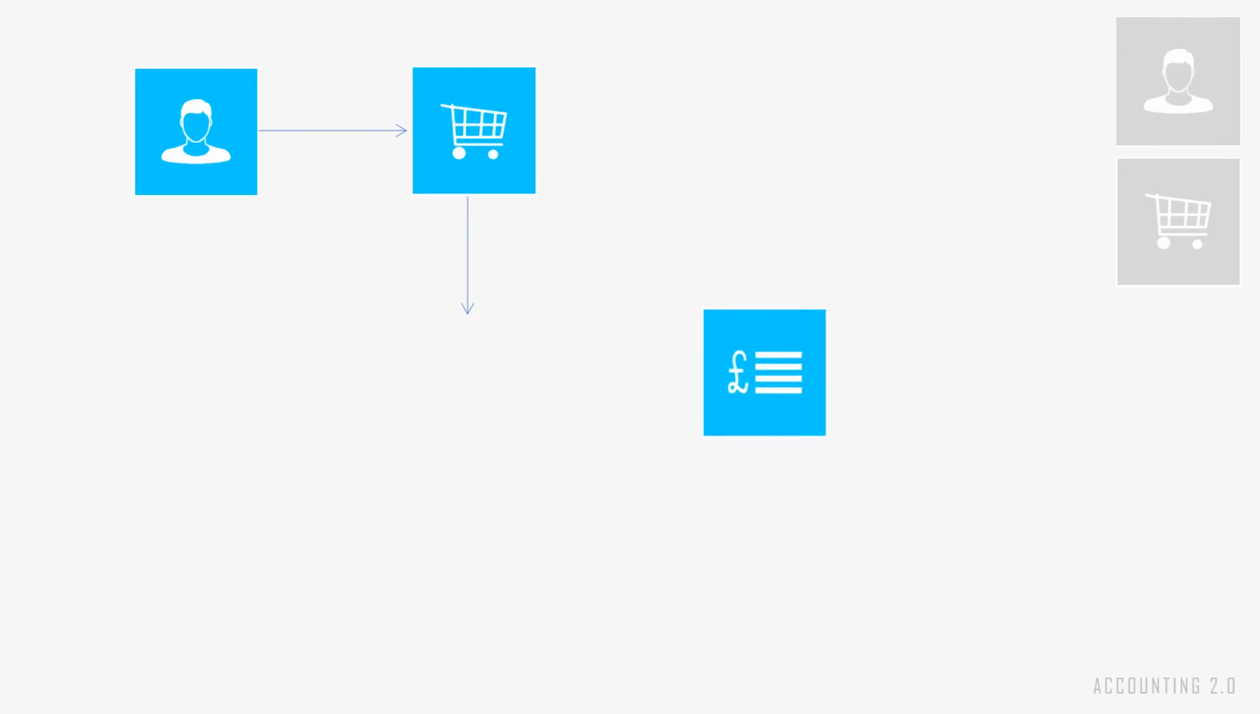Once you have profiled your customers, as shown in stage 1, and prepared your order book, stage 2, the next stage in the system covers invoicing your customers.